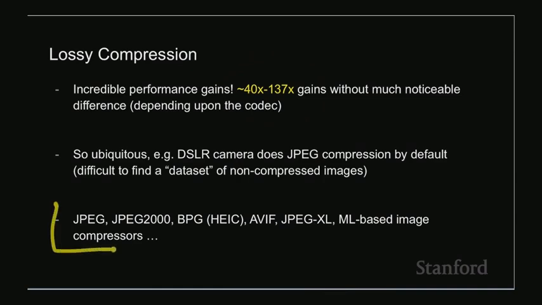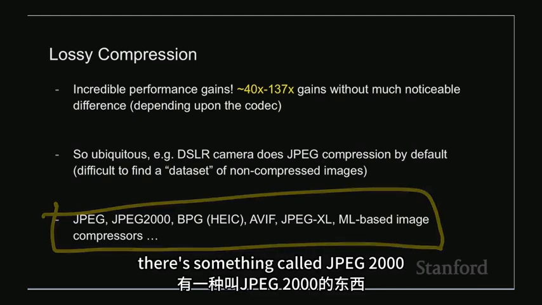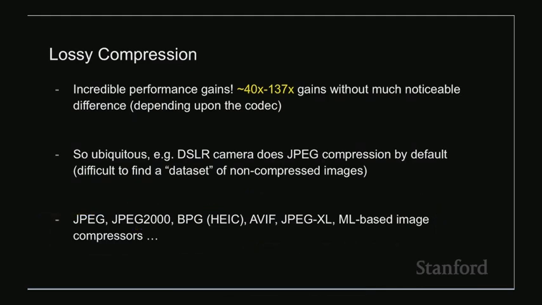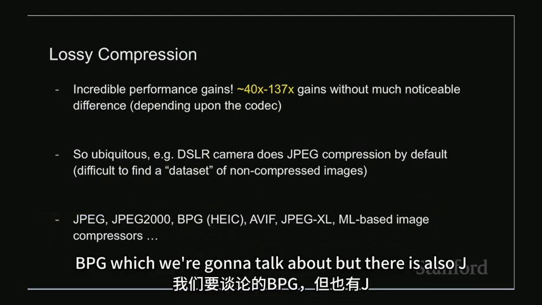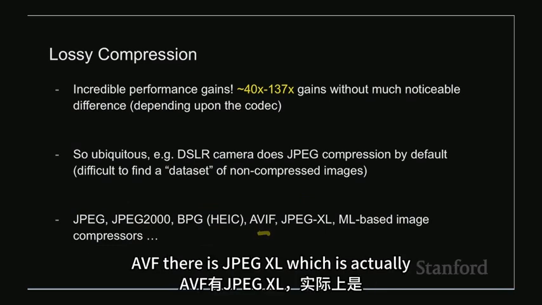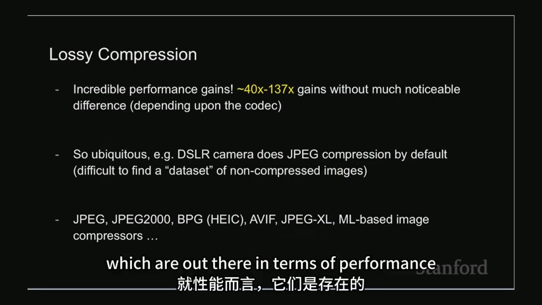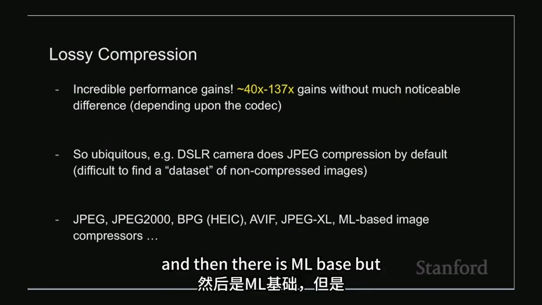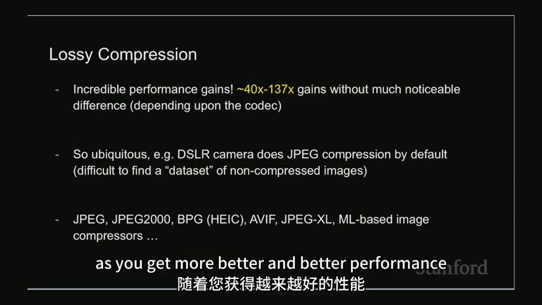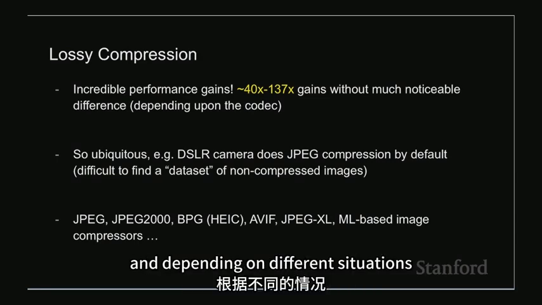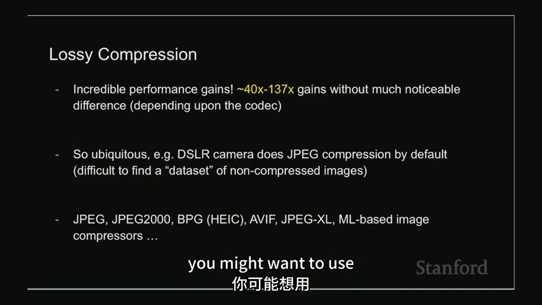There are a bunch of different image compressors. There's something called JPEG 2000. There is BPG, which we're going to talk about, but there is also AVIF. There is JPEG XL, which is actually one of the best traditional image compressors out there in terms of performance. And then there is ML-based. But as you get better and better performance, obviously your complexity also increases. And depending on different situations, you might want to use a different compressor, right?